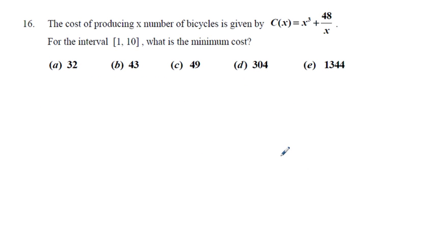16, the cost of producing x number of bicycles is given by C of x equals x cubed plus 48 over x.